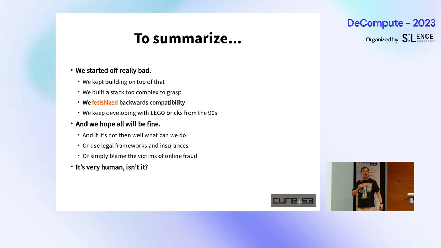We also did a terrible thing with the web, and that is, we fetishized backwards compatibility. Everything had to be backwards compatible, and that's a terrible idea. Look at Windows. They had to fight with this problem for such a long time, and still do. Look at Office software, which is a nightmare. There are gigabytes of software that all aim to be backwards compatible, supporting stuff that no one needs anymore.